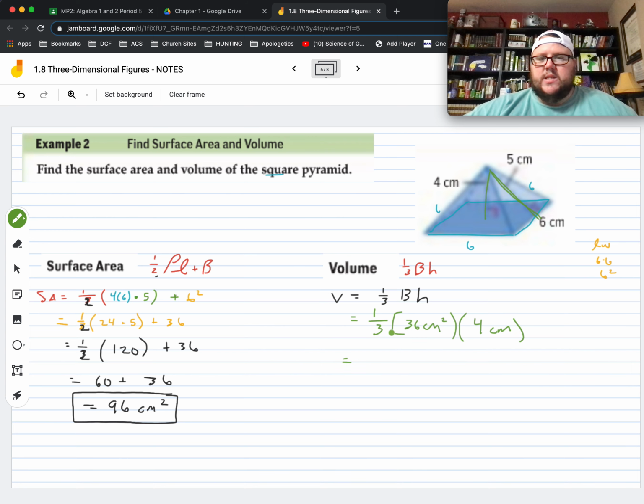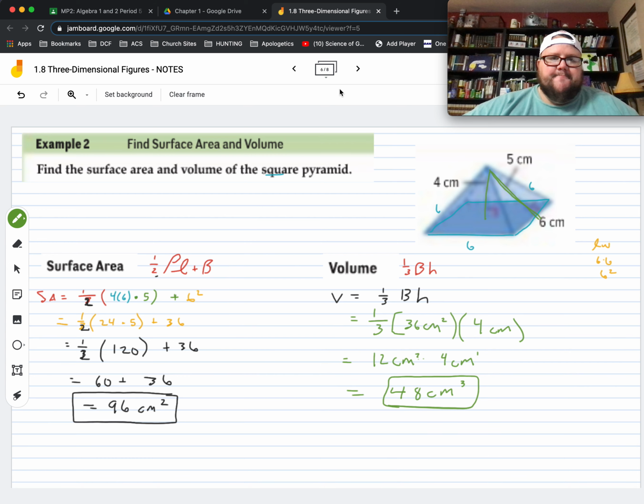So what I like to do is 1/3 goes nicely into 36. 36 divided by 3 is 12. So we would have 12 centimeters squared times 4 centimeters. And 12 times 4 is 48. Sorry. This was not centimeters squared. That was just centimeters. So we have 48 centimeters. But we have squared here and 1 here. So 2 plus 1 is 3. So it's cubed. Volume is always cubed.